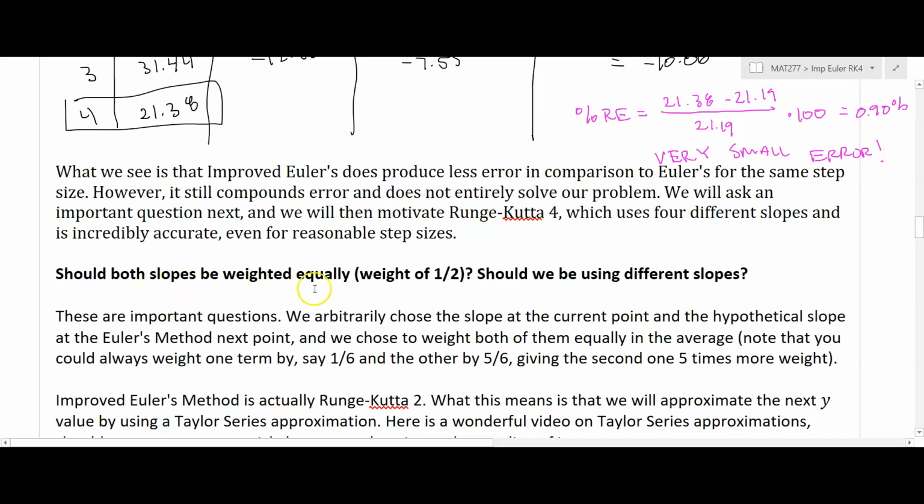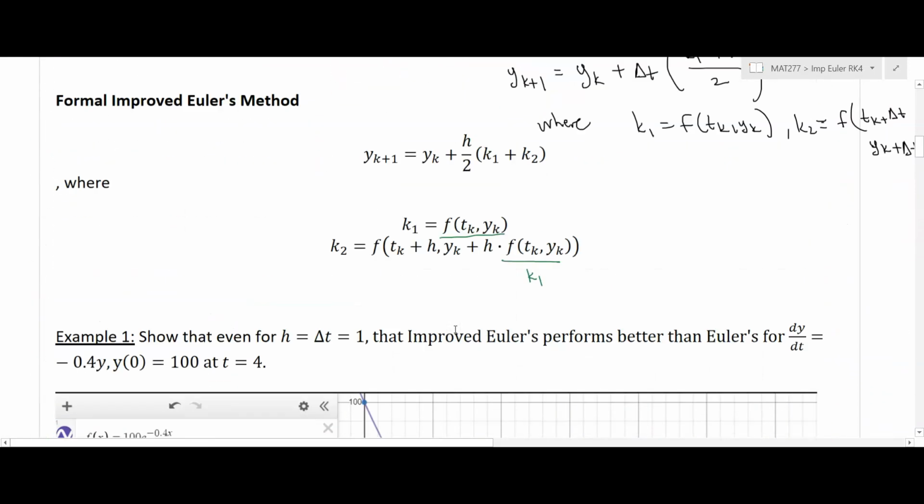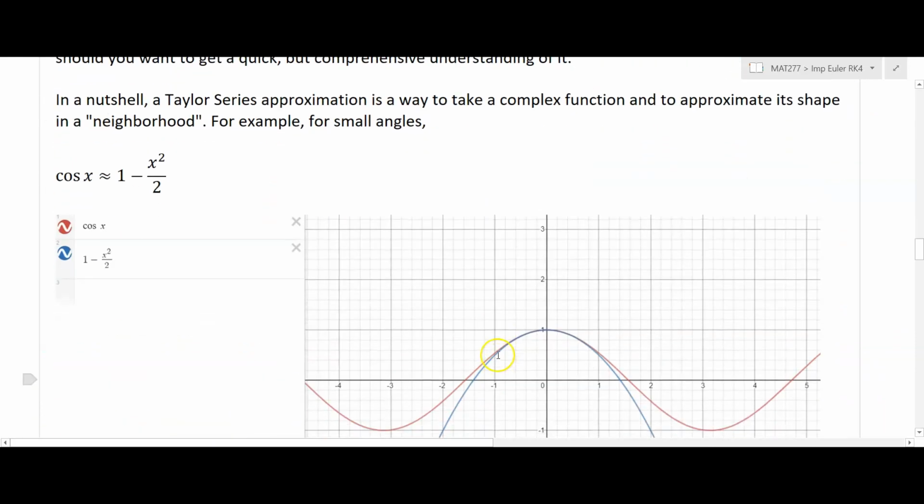So should both slopes be weighted equally? Should they both be weighted at 1/2? The reason that we say weighted with 1/2 is because here, if you distribute the 1/2 in, K1 and K2 will both get weights of 1/2. We call those weights.